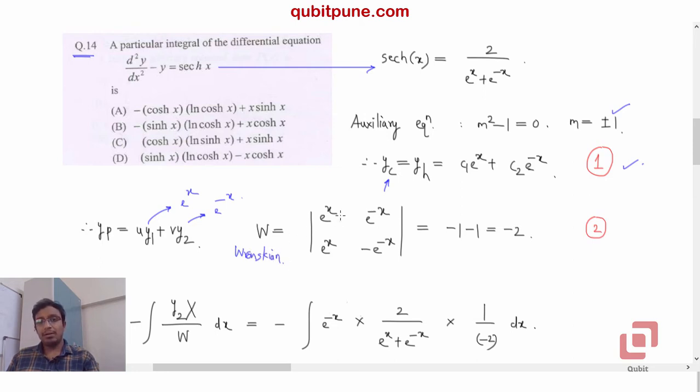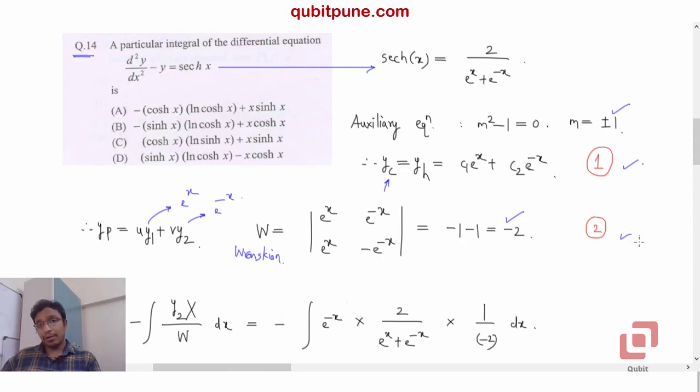which is the determinant of y1, y2 in the first row and its derivatives in the second row. Okay, so y1 is e to the power x, y2 is e to the power minus x. In the second row you can see their derivatives, and if you find the determinant's value, it will turn out to be negative 2. So it's a good thing that the Wronskian has turned out to be a constant, because then our integrand will be much easier whenever we calculate u and v. Okay, so let's call the Wronskian's value equation 2.